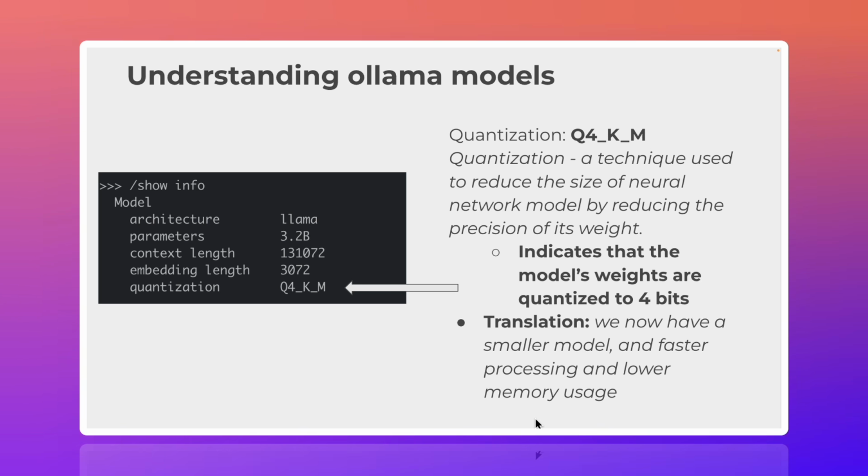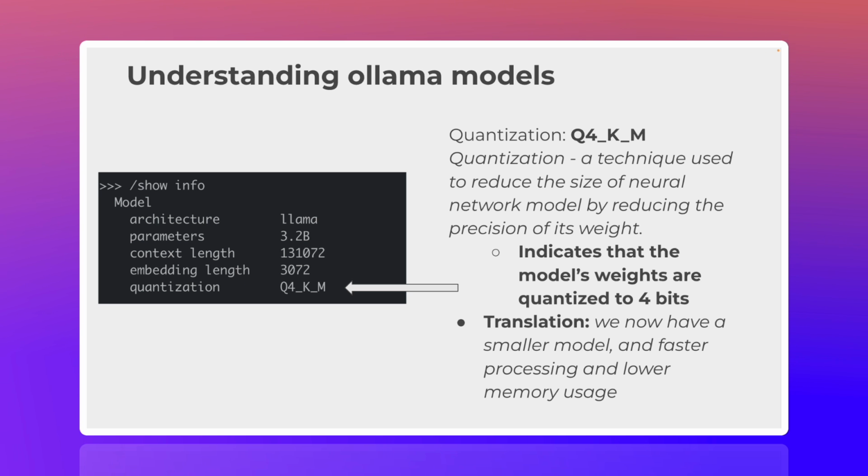Okay, and the last one we have here is quantization. Now, there are books and we can spend hours and hours talking about this, but in general, quantization essentially is a technique used to reduce the size of a neural network model by reducing the precision of its weights. This number indicates that the model's weights are quantized to 4 bits.